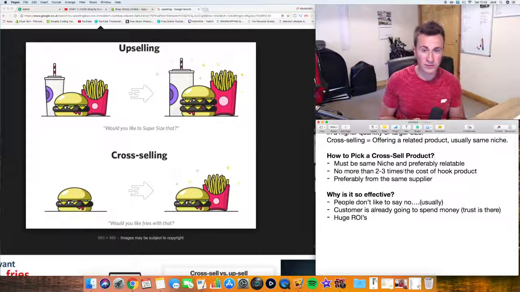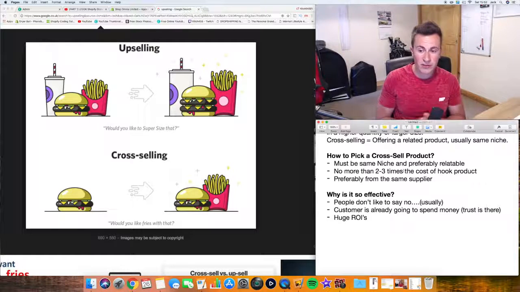Obviously, the more expensive your cross-sell product is, the less likely it is to convert, but it's going to take some experimentation on your part. Just choose a product, run it for a week, choose another product, run that for a week, and just compare the conversion rates and how much money they're both bringing in.